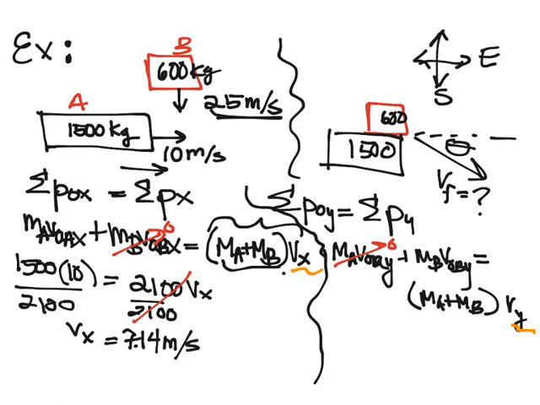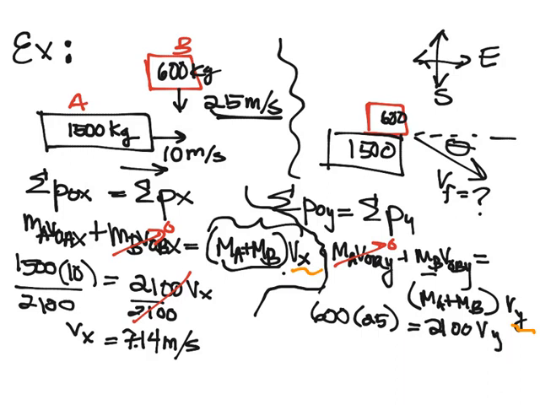Okay, now in the y direction, I can fill in my numbers. I'm going to make a little more space in the y direction. I have MB, which is 600, times V B naught y, which is 25, and that's equal to the combined mass. Again, that is 2100 times Vy. Again, I can pretty easily solve for Vy, and I end up with Vy equal to 7.14 meters per second as well.